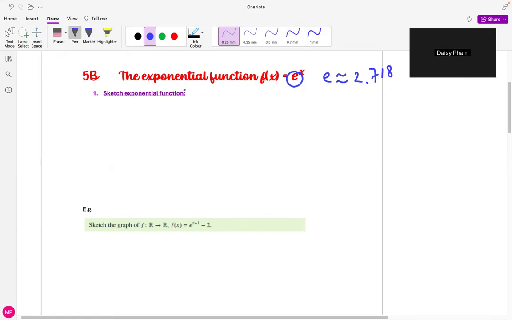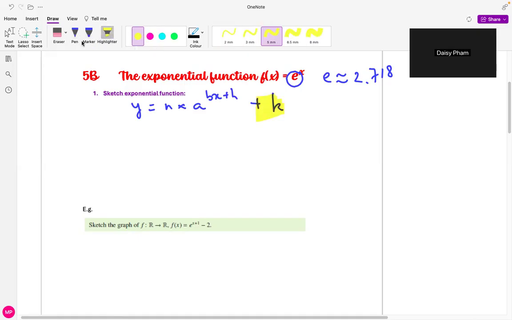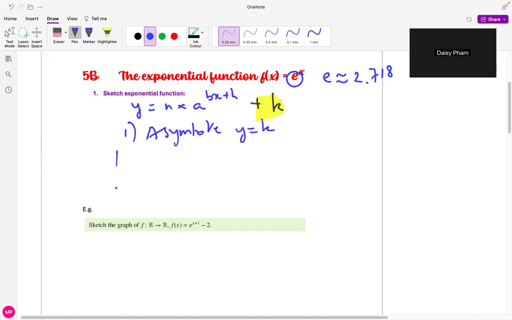Now, to sketch an exponential function, like what we did last time, we're going to find the asymptote. So let's say the original equation is y equals n times a to the power of bx plus h, plus k. The asymptote is always the translation up and down, right? So the asymptote is y equals k. Then we have four different types of shape.